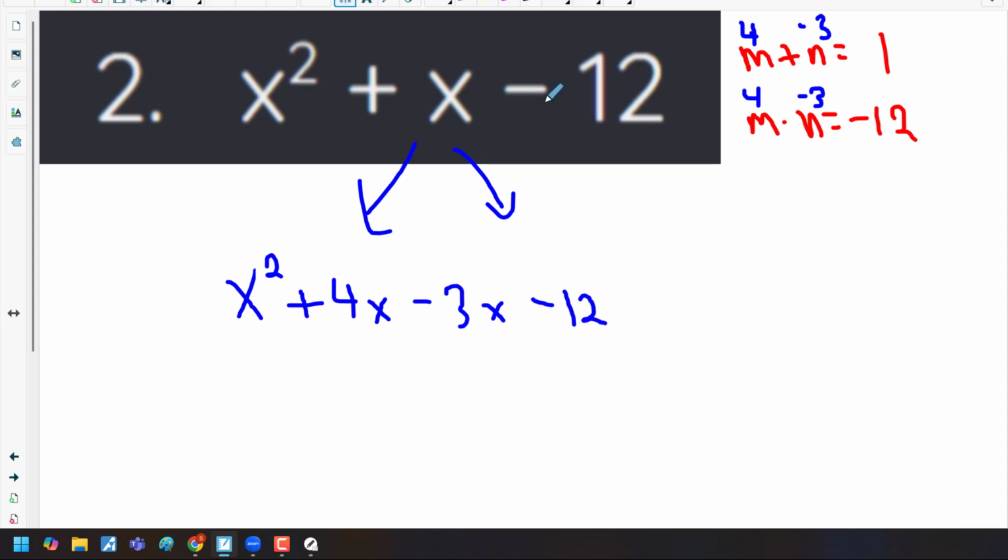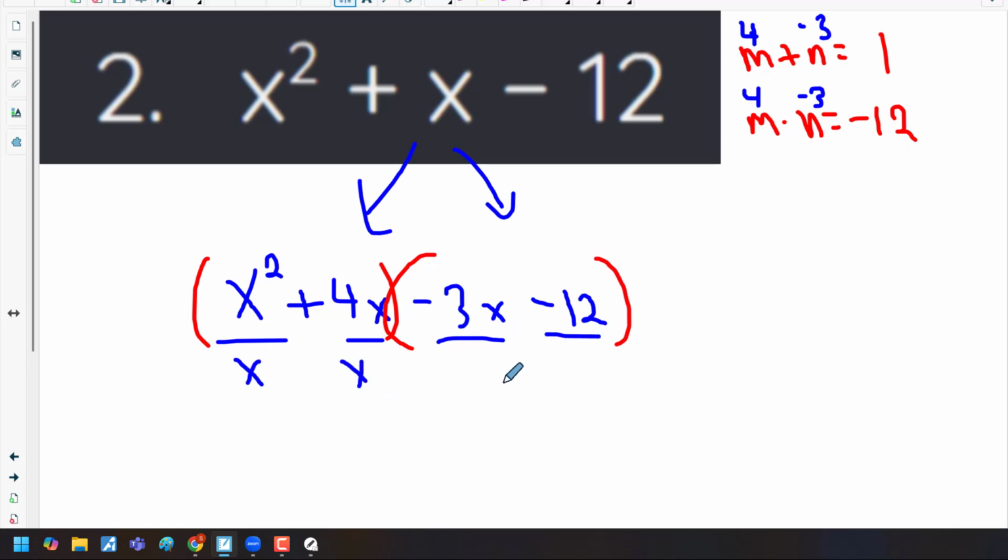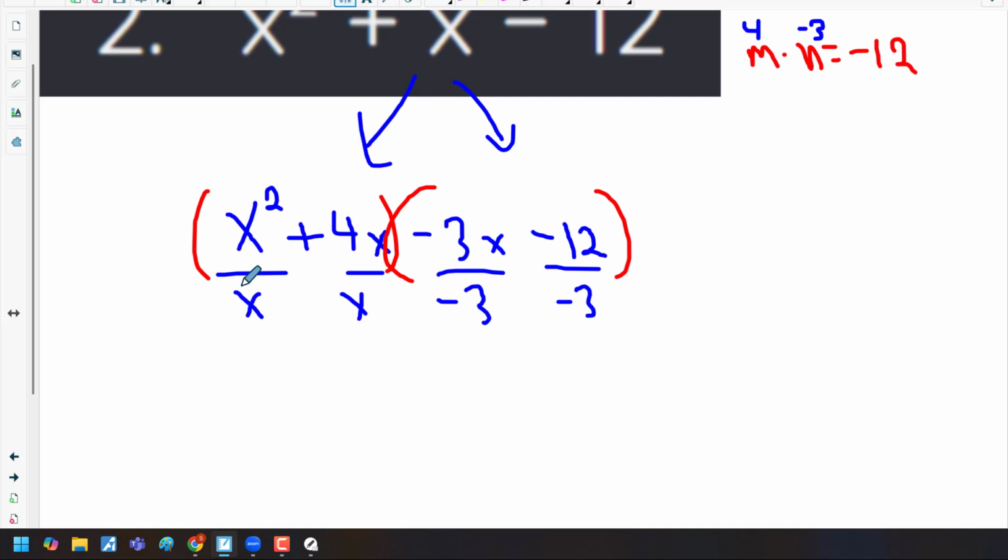Now we look at the first two terms and look at the next two terms and see what's common. Well, x squared and 4x, x is common, and negative 3x and negative 12, the number negative 3 is common. So we're going to divide by these values. So remember, this thing goes in front, so we have x in front. This is called factoring. So this is the difference between factoring and just dividing. Dividing, you just divide. Factoring means you're technically dividing, but then you're using that thing that you divided by and putting it in front of that bracket.